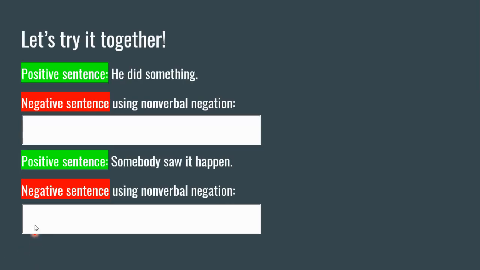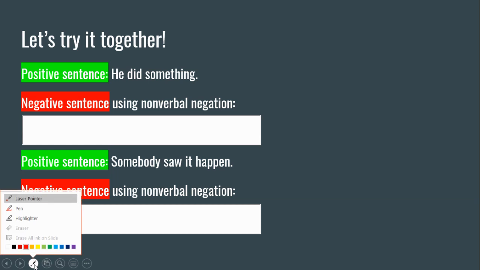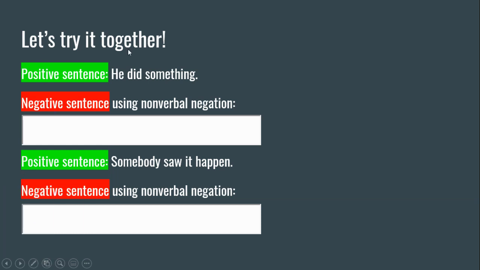Let's try some of these together. So, here we have a positive sentence that said he did something. Using nonverbal negation, we could say, he did nothing. We can see how we turned he did something into he did nothing.